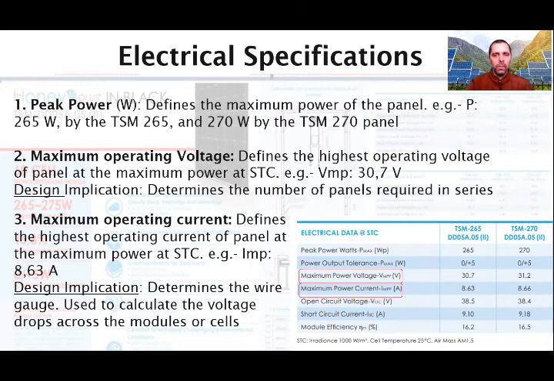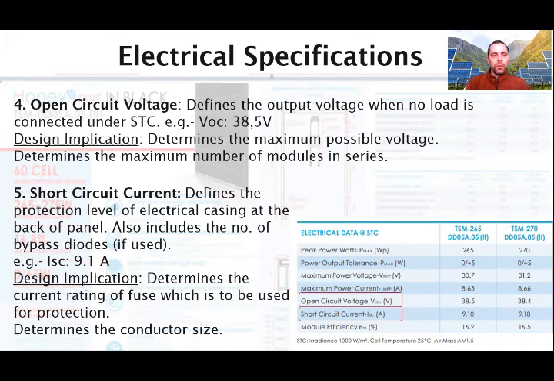Third is the maximum operating current. It defines the highest operating current of the panel at the maximum power at STC, for example, 8.63 ampere. It determines the wire gauge, used to calculate the voltage drops across the modules or cells. Fourth is open circuit voltage. It defines the output voltage when no load is connected under STC, for example, 38.5 volts. It determines the maximum possible voltage and the maximum number of modules in series.